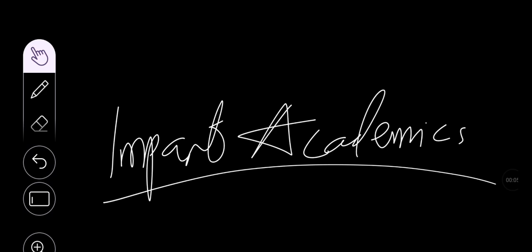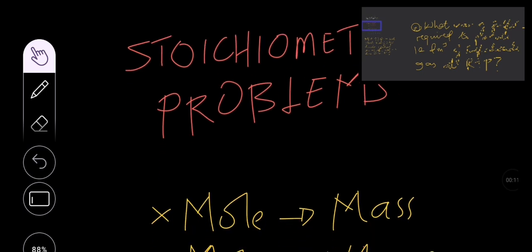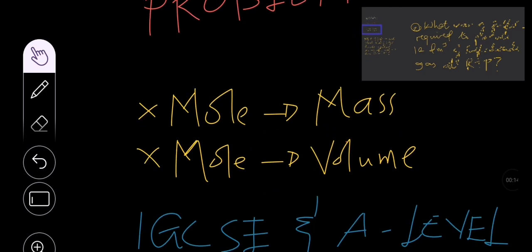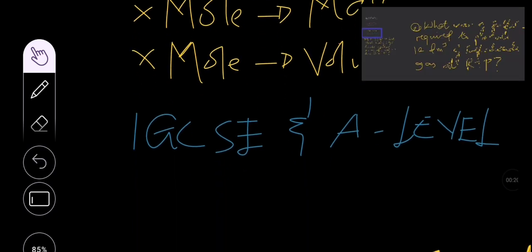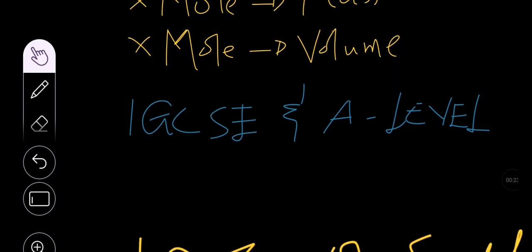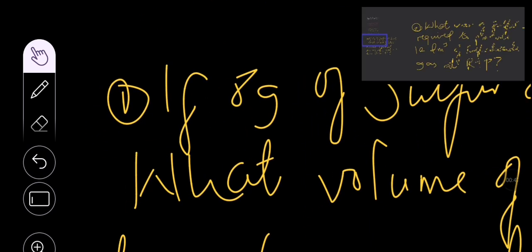Let's talk about stoichiometry problems. These are those problems that involve mole to mass as well as mole to volume calculations. In exam contexts like IGCSE and A level, they are usually grouped under stoichiometry and the mole concept, gas volume calculations at room temperature, as well as quantitative chemistry, which include percentage yield, percentage purity, sometimes concentration, as well as titration.